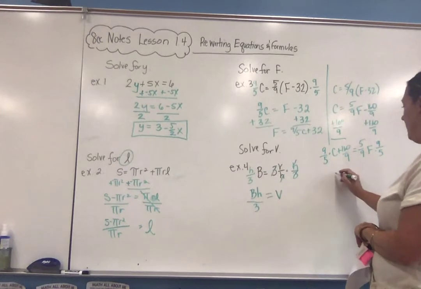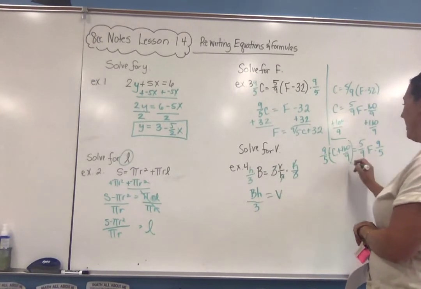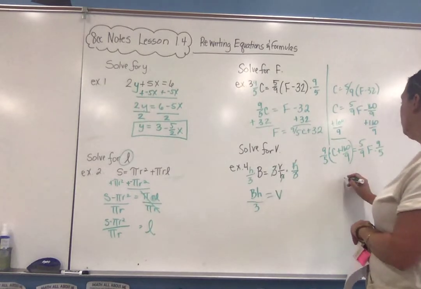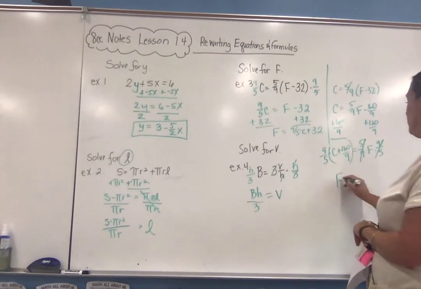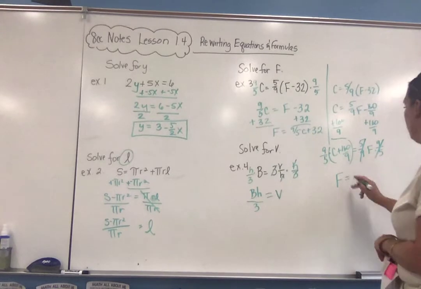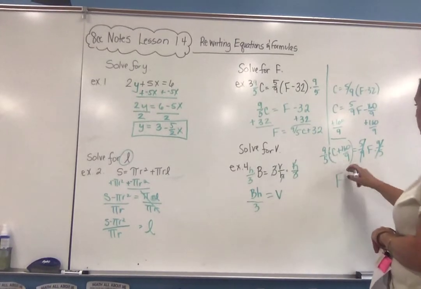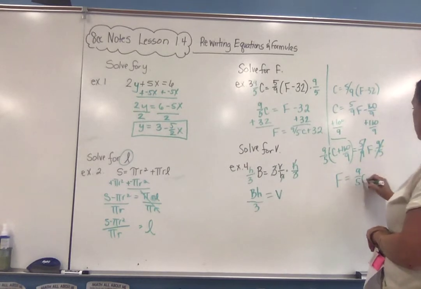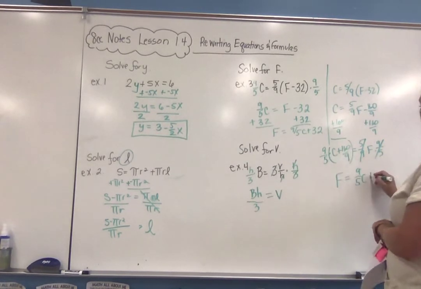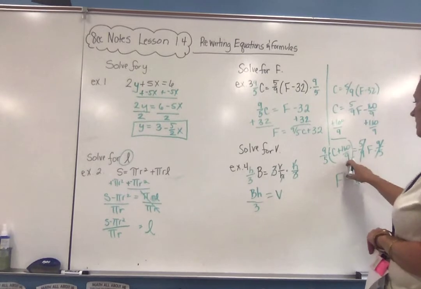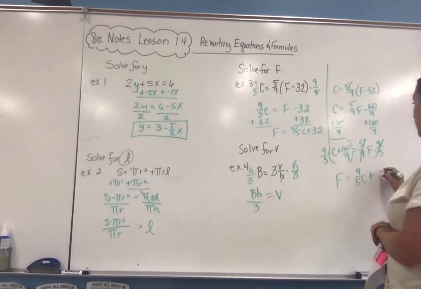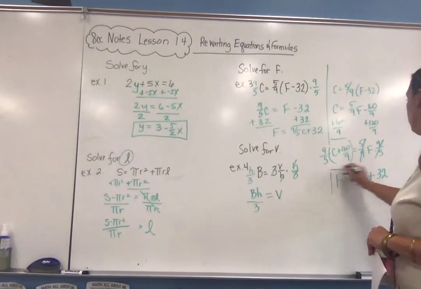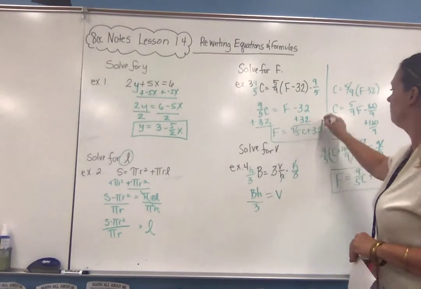And then I would have to distribute it again. And that gets really messy with those fractions. I mean, I'm going to get the same answer. F is still going to be, when I cancel them out, 9/5 c, because I'm distributing, plus 160/9 times 9/5, which is 32. But this was more math than I wanted to do, even though I got the same answer.